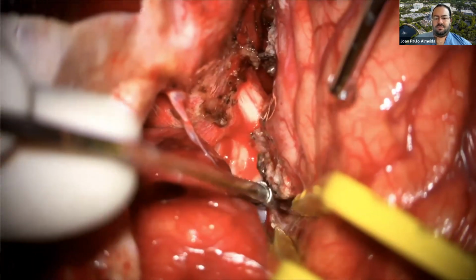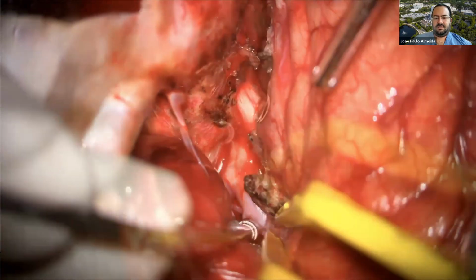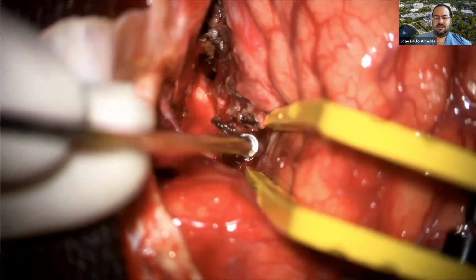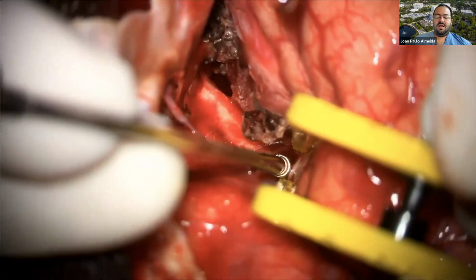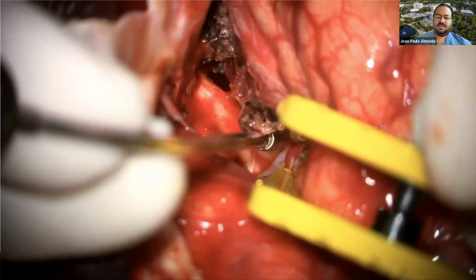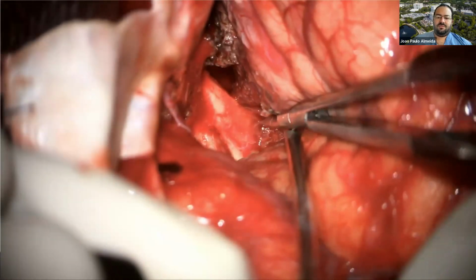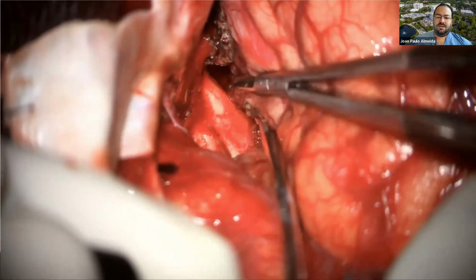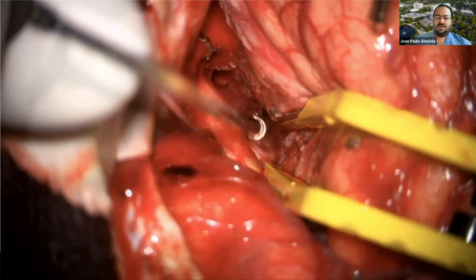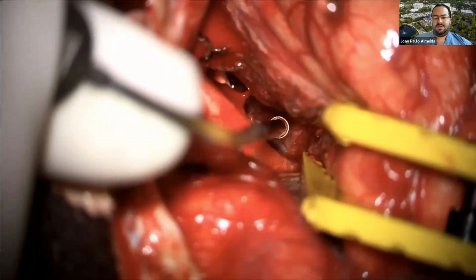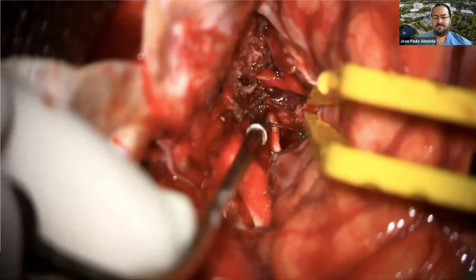So here we are once again on the left side. So left optic, left carotid. And then now we're going to start trying to mobilize that tumor away from the frontal lobe. And the tumor, as you saw, was embedded in the left frontal and right frontal lobe. So to do that, we're going to need to follow the optic all the way to the optic chiasm.